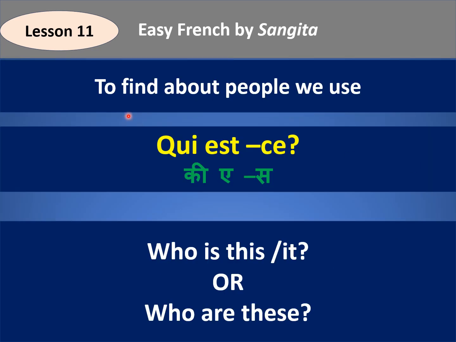So when we want to talk about people, to find out about people, living human beings, then we use the question qui est-ce? In Hindi, ye kaun hai? Kaun hai automatically tells you that we are talking about some person. So qui est-ce is who is this or who are these? Again, singular, plural, same question. Clear?